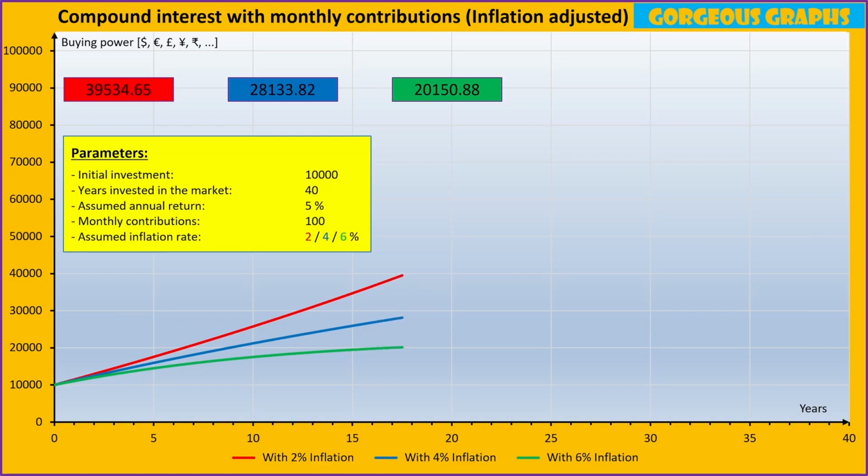By the end of the 40 years, the red curve reaches just under $100,000 in today's buying power. The blue curve ends at less than half of that amount, while the green curve barely surpasses $20,000 in real terms. This stark difference highlights how inflation can quietly but powerfully diminish the purchasing power of your investments.